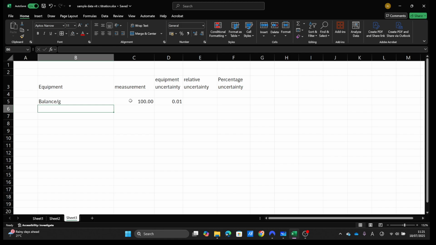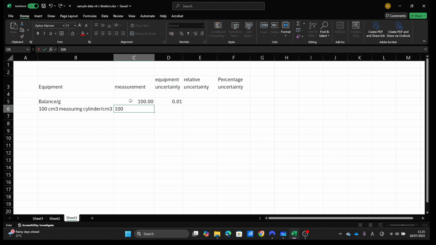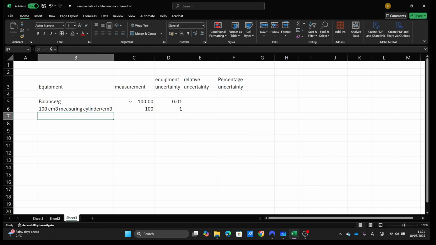The next is that they then measured out, so they used a 100 cubic centimetre measuring cylinder. I showed you on the last video how to do superscript, so I'll leave it for you to work it out there. Again, that's a measurement of 100, and the equipment uncertainty was 1 cubic centimetre.